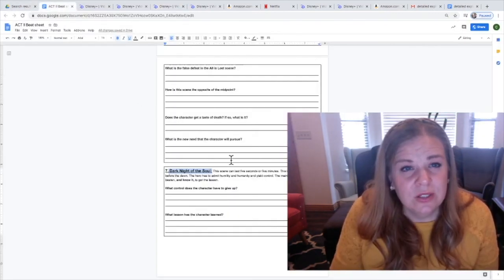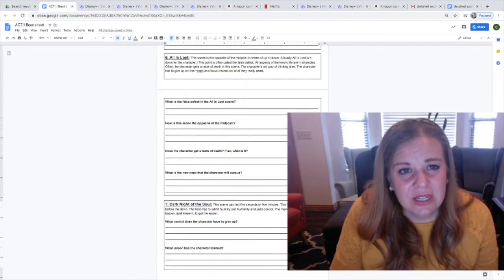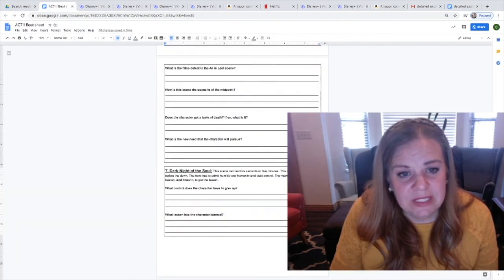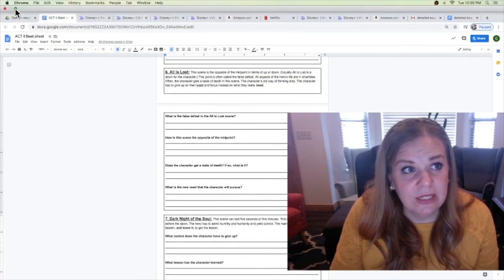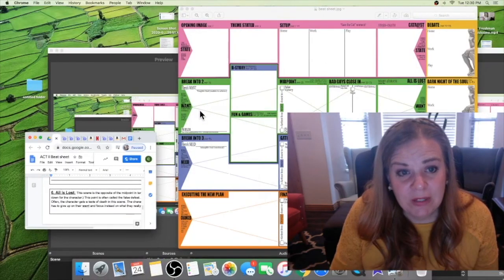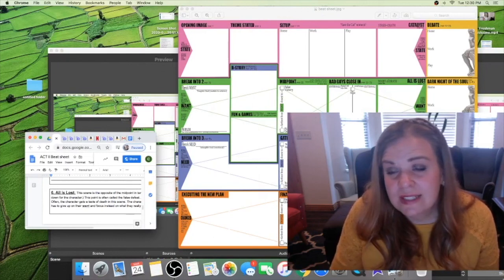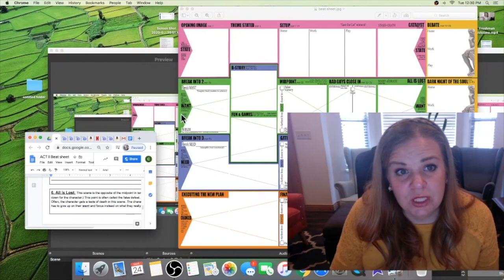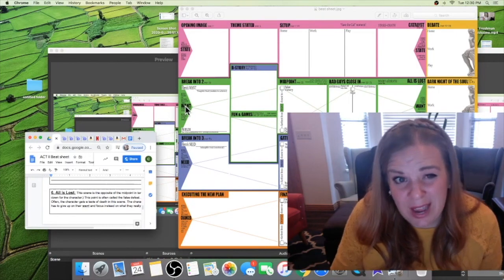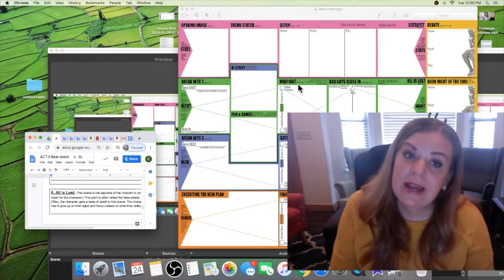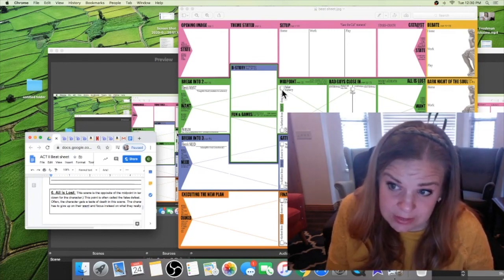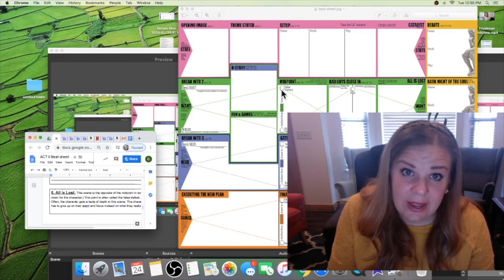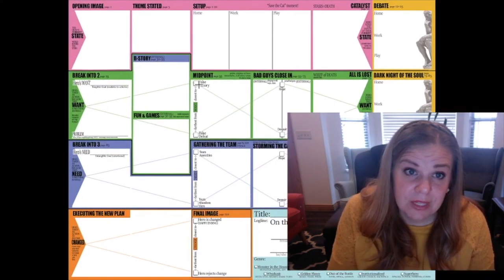So that's the dark night of the soul: when they realize their mistake, they admit it, they learn a lesson, and they give up what they want to get what they need. I just want to point out a couple things that might be helpful to you. These crisscrossing lines here on this beat sheet. The character has a want, and at the midpoint of the movie, it seems like they have got what they want.